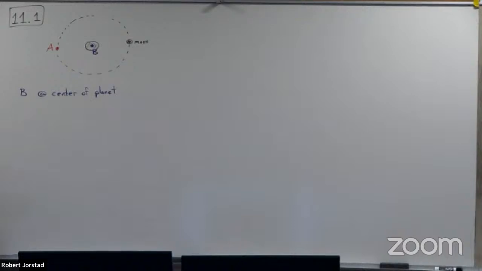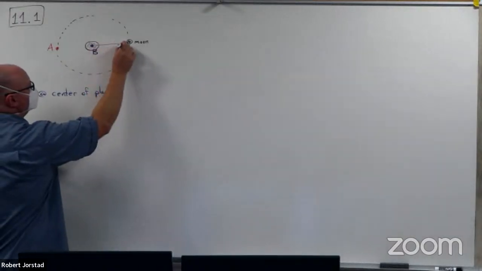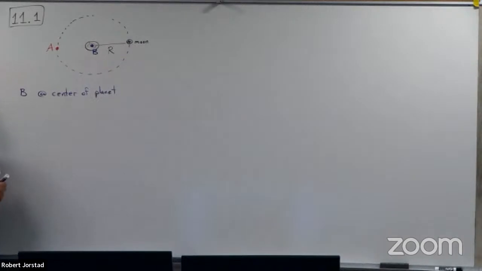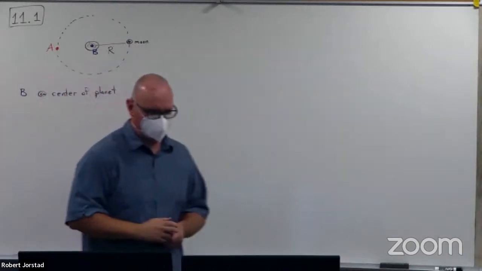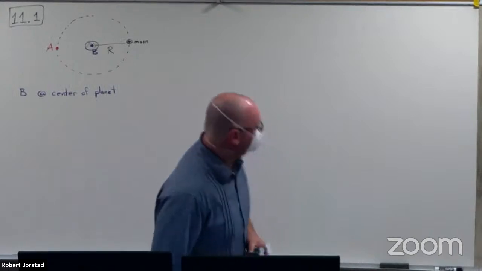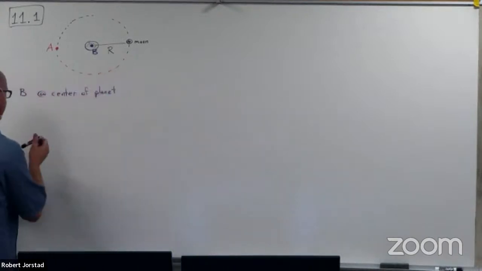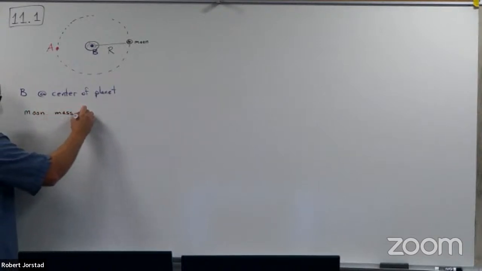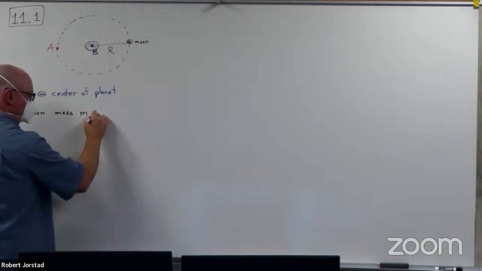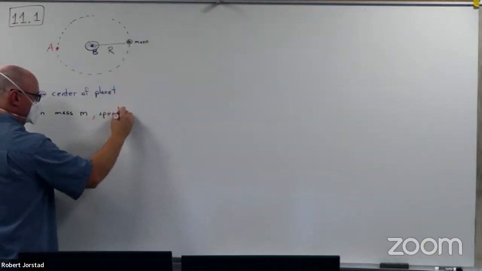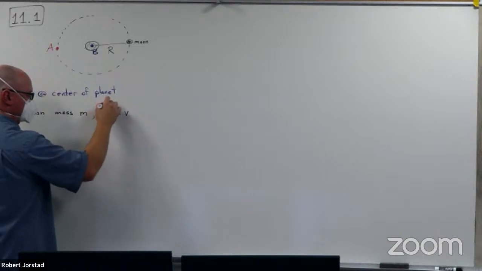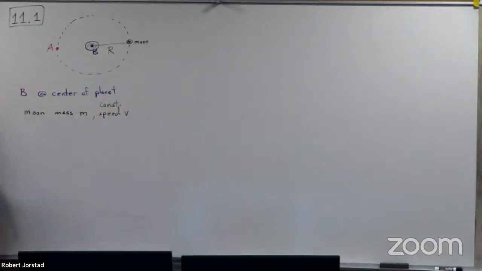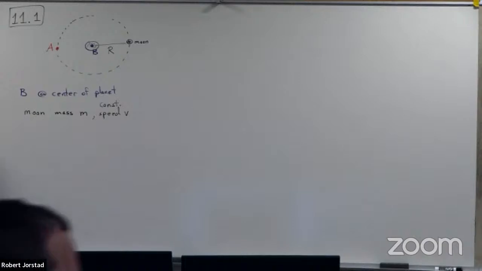My claim is we can get the angular momentum, right? Oh, and what did I say? This radius is R, is that right? Okay. And I want to read here. Moon has mass M, speed V. And I'm going to say constant speed V. Okay, so this is going with constant speed V.